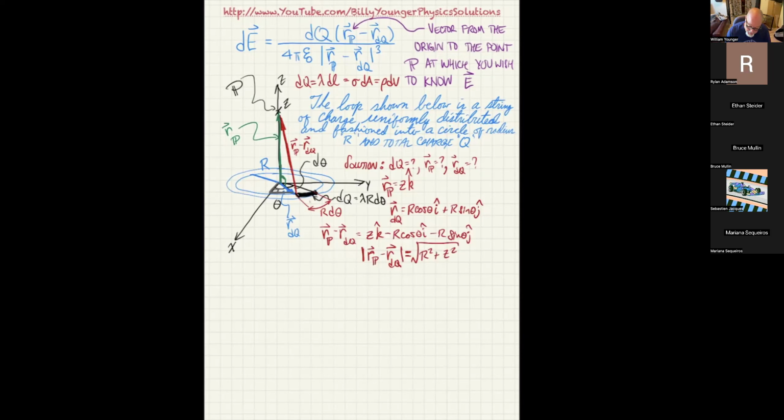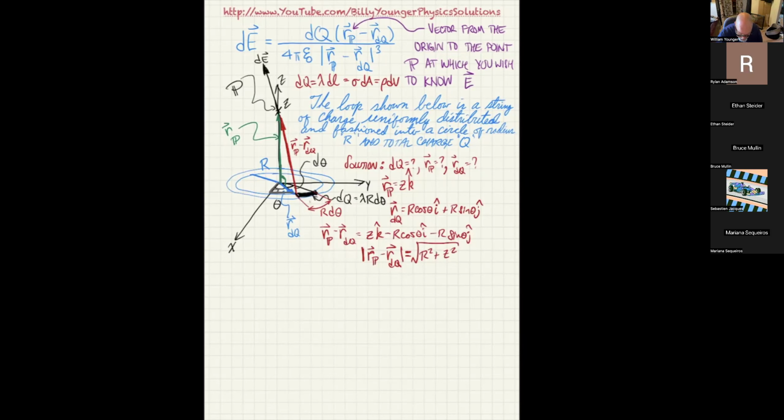Okay, now I'm going to make another argument just like I did before, specifically an argument about symmetry. So remember, the RP minus RDQ was the vector we chose to give us the actual direction of the electric field. So the vector parallel to that red guy would be, let's say, this one right here. So we can think of this as my DE vector.